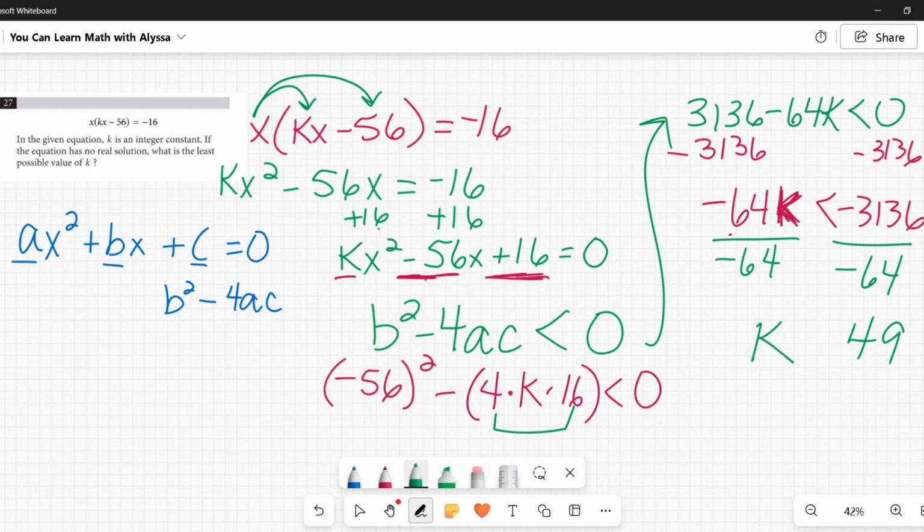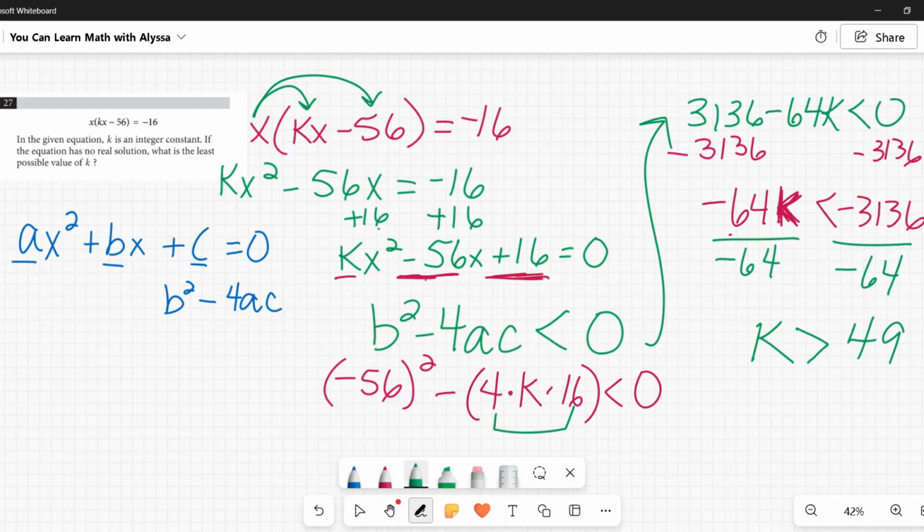What is the sign in the middle? Anytime we divide or multiply by a negative when we're solving inequalities, we reverse the sign. So important to do that. Critical to do that. You have to.